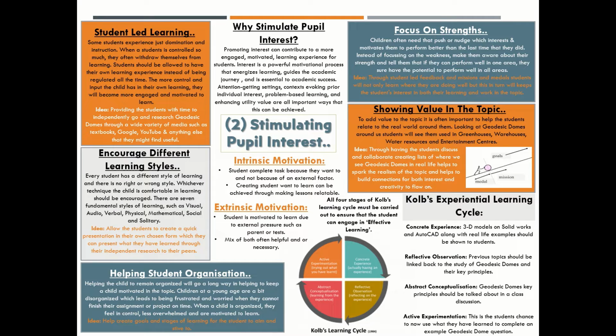So part two is stimulating pupil interest. So we have a look here at student-led learning, focuses on strengths, showing value in the topic, and helping student organisation. We looked also at Kolb's experiential learning cycle and how all four stages must be completed for students to have engaged in effective learning.